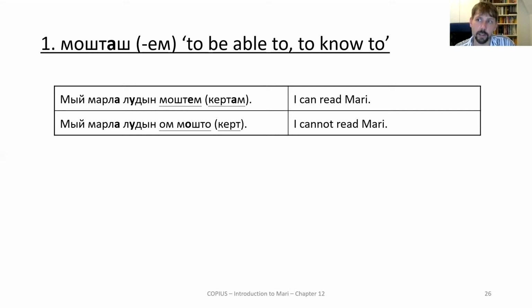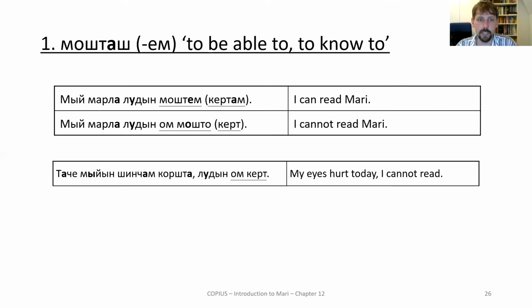So in this case, you can consider them equivalent, because kertash is the universal being able to do stuff. But there are contexts where moshtash is not permissible. Like, for example, if you say, my eyes are hurting today and I can't read because of this eye pain, you have to use kertash here in this situation, because your eyes hurting you doesn't magically remove the learned skill that you have.